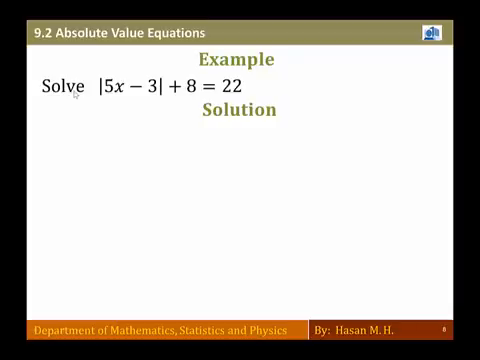Example: solve absolute value of 5x minus 3 plus 8 equals 22.